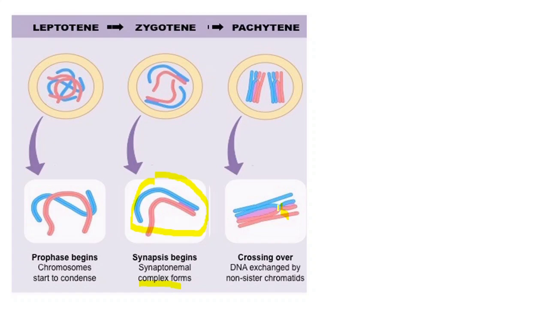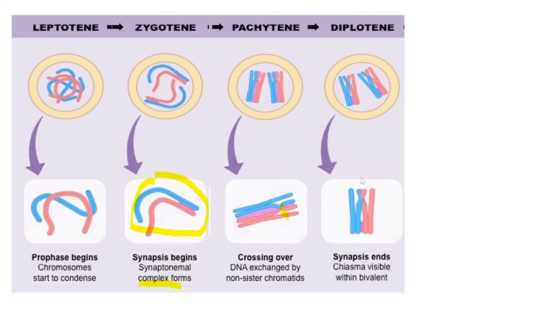During crossing over, what happens? There is exchange of genes. That is, this part of blue will come over to red, and this part of red will go over to the blue. So exchange of genes takes place. This is also called recombination. By the end of pachytene, recombination gets completed, leaving the chromosomes linked at the site of the crossing over.